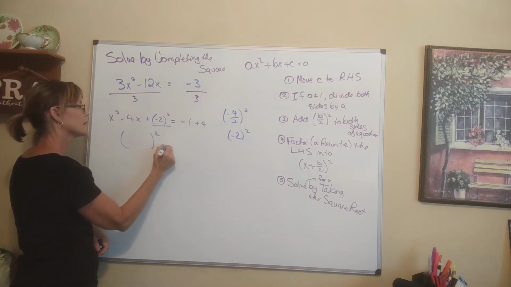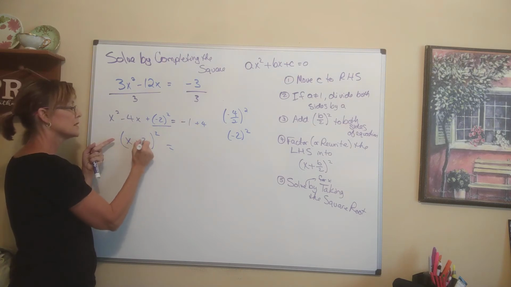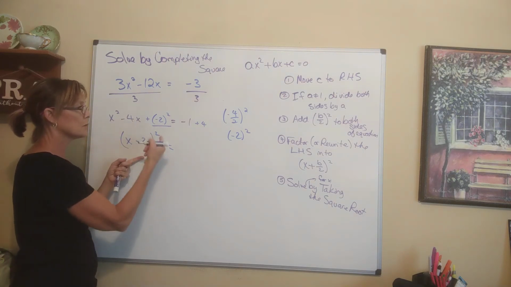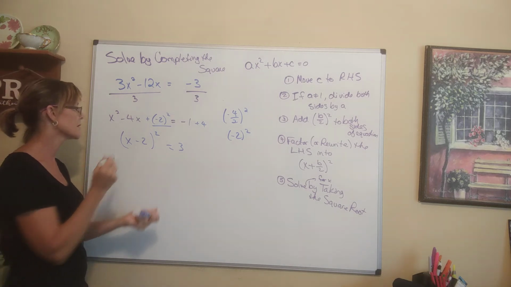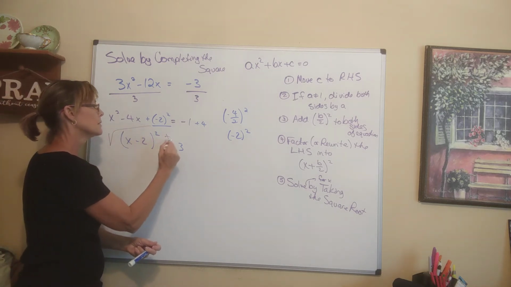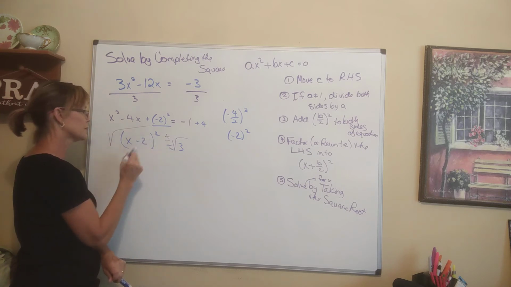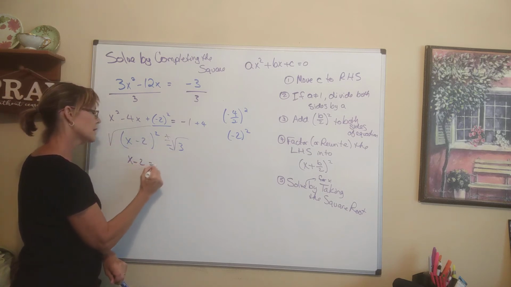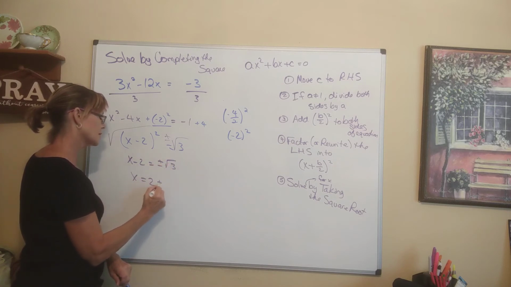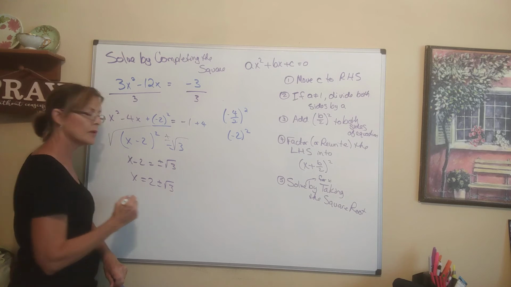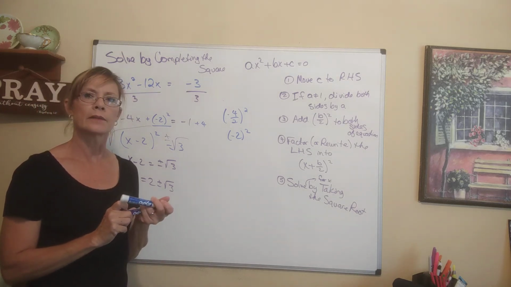Let's square this. This will always factor into x plus whatever I see in there, minus 2, quantity squared, is equal to 3. Now we just take the square root of both sides. The square root of this is equal to plus or minus the square root of that. The square root of something squared is just the something plus or minus square root of 3. We add 2 to both sides. Our two answers are 2 plus square root of 3, 2 minus the square root of 3.